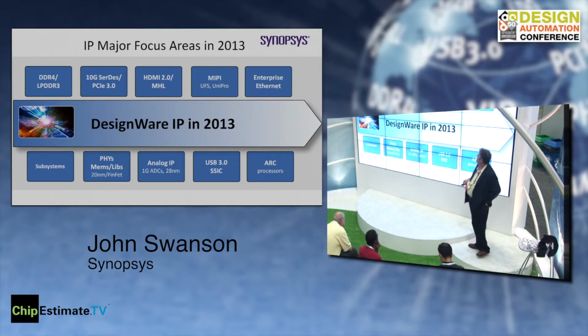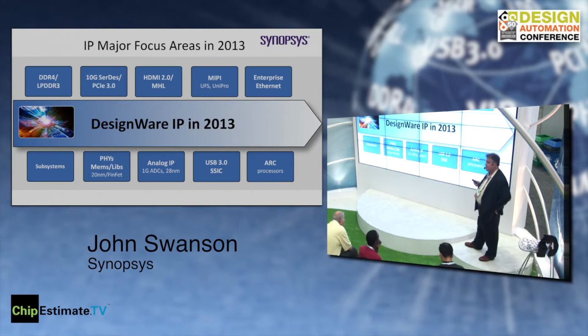So what have we been focusing on this year? Well, just kind of summarize. The high-speed SerDes, DDR4 and low-power DDR, HDMI 2.0, MIPI, UFS, Enterprise Ethernet. There's a lot going on there right now.